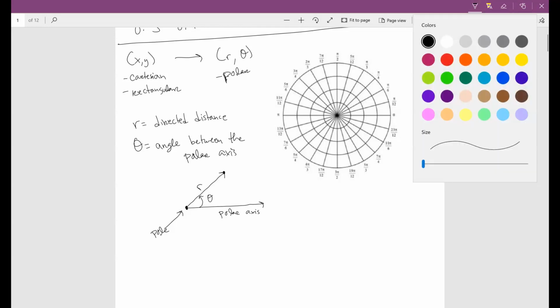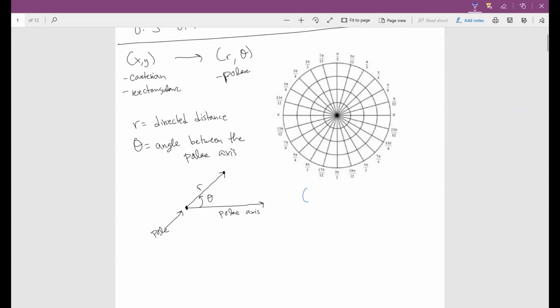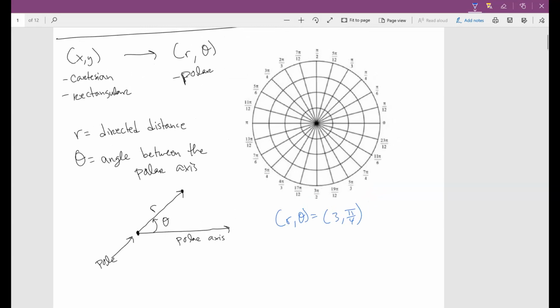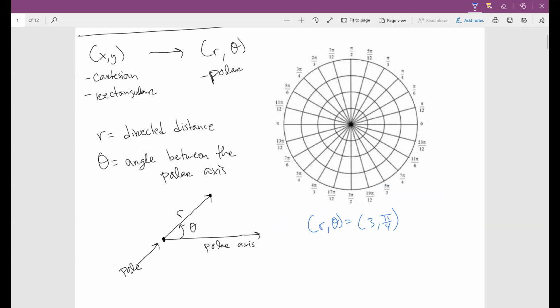So let me give you a quick example. Let's say I know that this point r, theta is in the polar space, and I wanted to graph 3 comma pi over 4. The way this works is that these circles are circles of radius 1. This first circle is a circle of radius 1, the next circle is a circle of radius 2, and the next circle is a circle of radius 3.